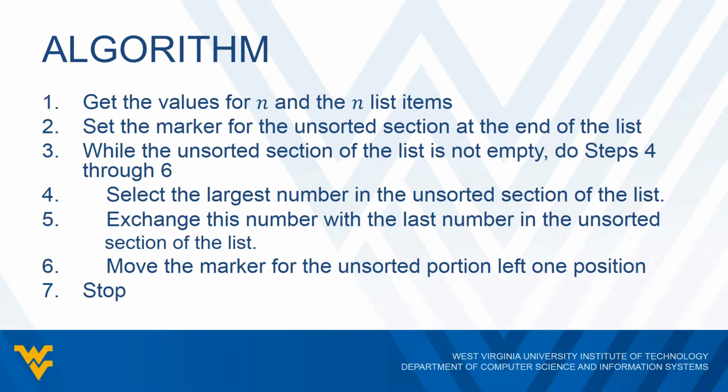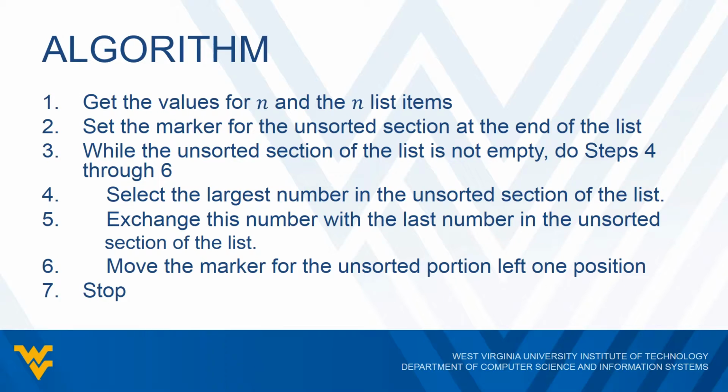Here is our algorithm for selection sort. So the first step is we need to get the values for n and the items in the list. So we need to know how many things are in the list, and we need to know what exactly is in the list. The next step would be to set the marker for the unsorted section to be at the end of the list. So we said in the previous example that the marker, or the vertical bar, we'll call it marker here, is going to be on the far right side initially because the entire list is unsorted.